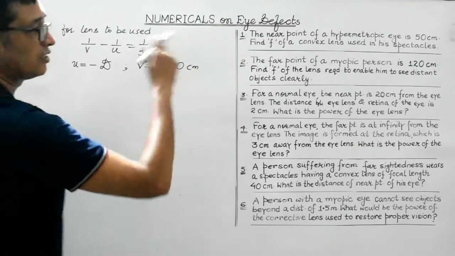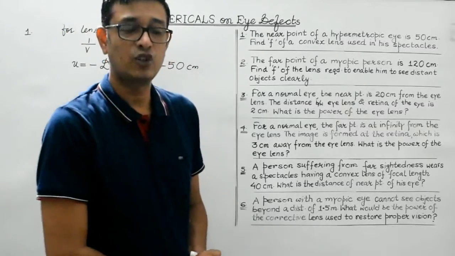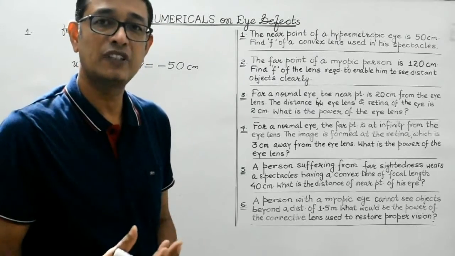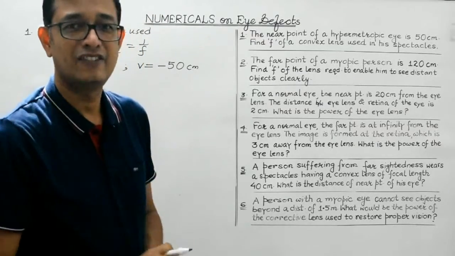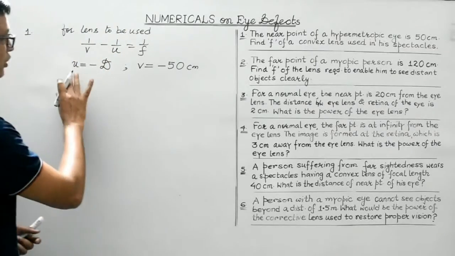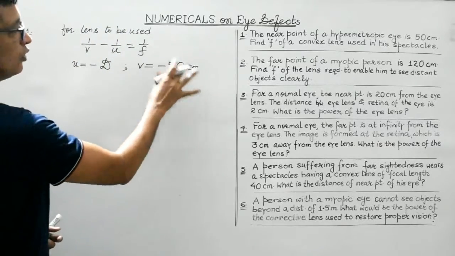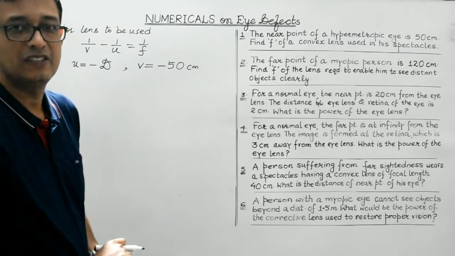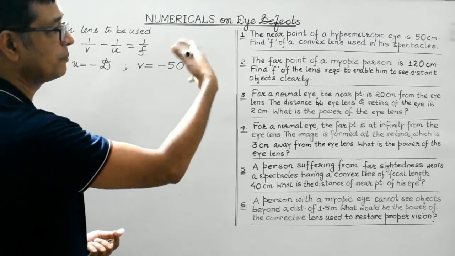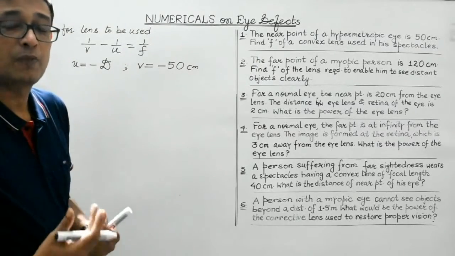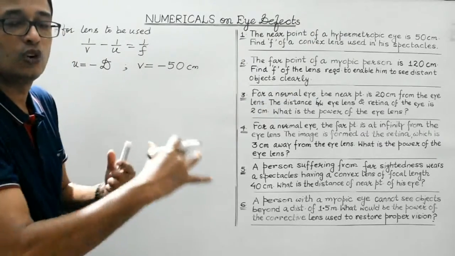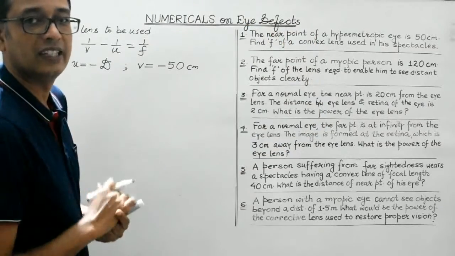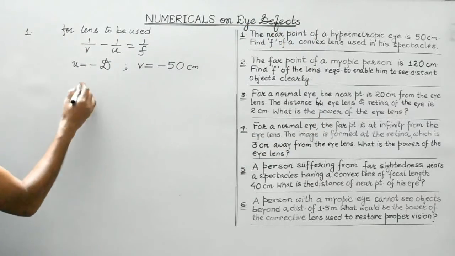We have already done the theoretical portion. During the discussion of the correction of the eye defects, we have discussed it in detail, right? So, here u would be equal to minus d, v would be equal to minus 50 cm. Right? So, in the case of hypermetropic eye, the near point increases from 25 cm. It is more than that of 25 cm. So, let's substitute this value over here.